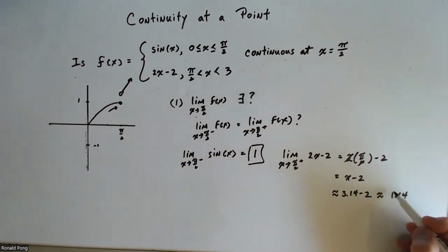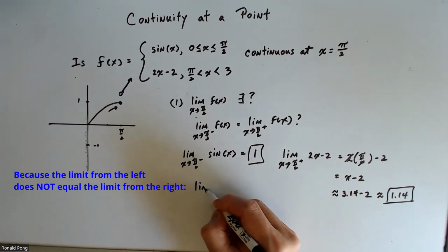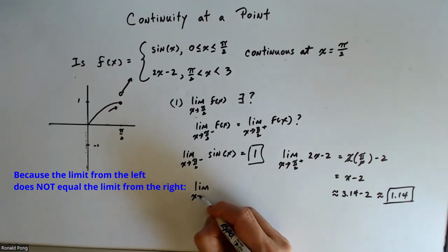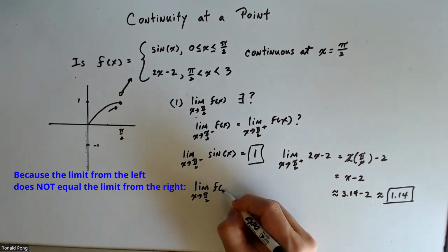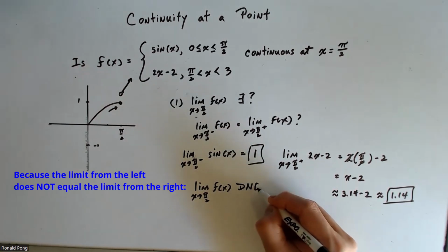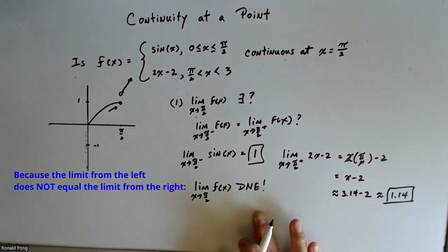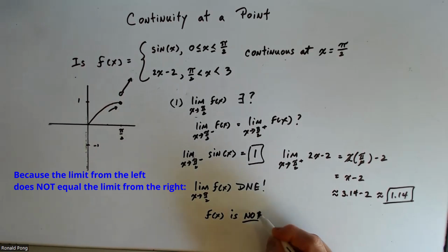Because the limit from the left does not equal the limit from the right, we conclude that the overall limit as x approaches pi over 2 of this piecewise function f of x does not exist. And because this is true, we do not need to look at the other two criteria. We can simply conclude that f of x is not, and I'll abbreviate, continuous at x equals pi over 2.